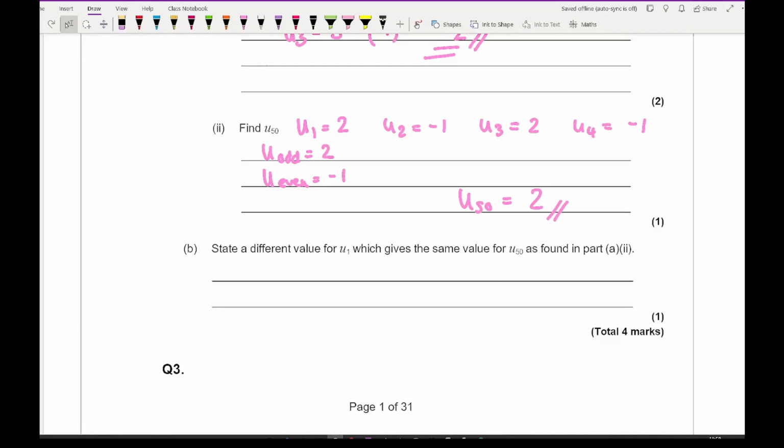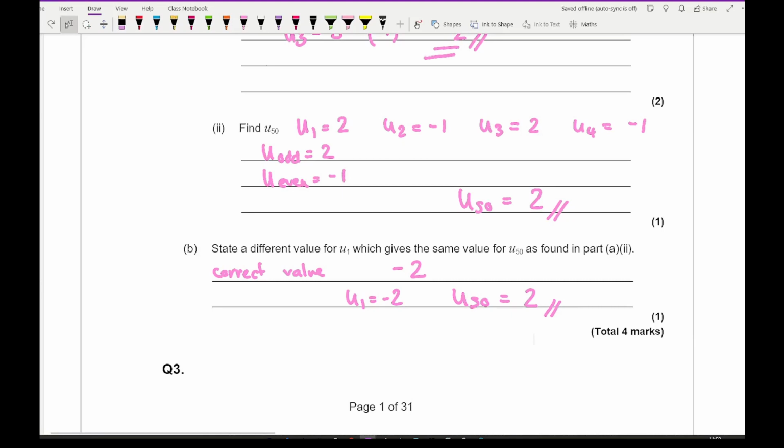Then for B, it says state a value of u1 which gives the same value for u50 as found in A(ii). So for this, all you need to do is basically give a correct value, but an example of this could be, let's say, minus 2. So if you substituted u1 equals minus 2, then u50 would still end up being positive 2. But again, if you found a different value, that would be fine. So for example, you could have root 2, and that would work fine as well to give you what they're looking for.